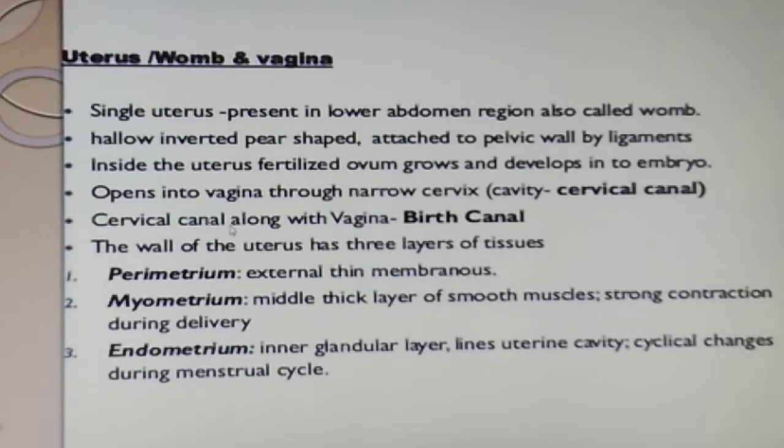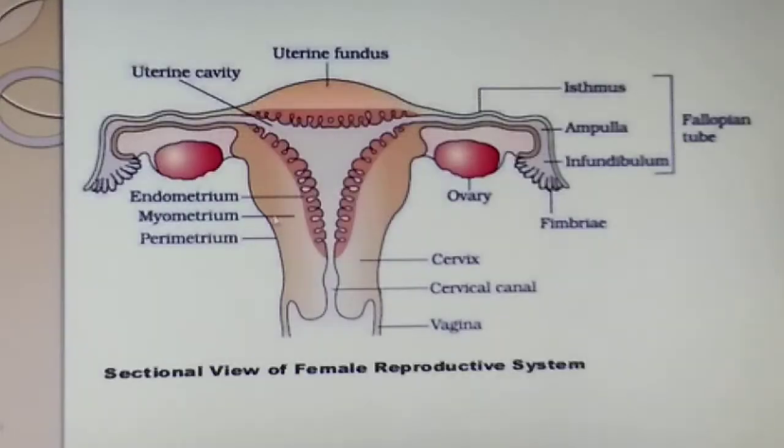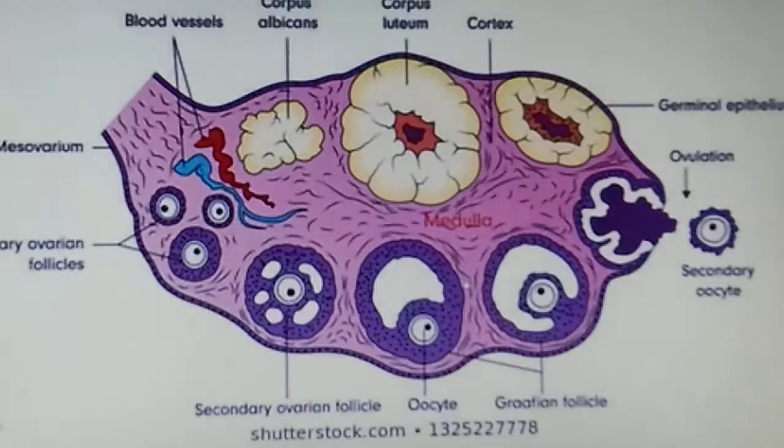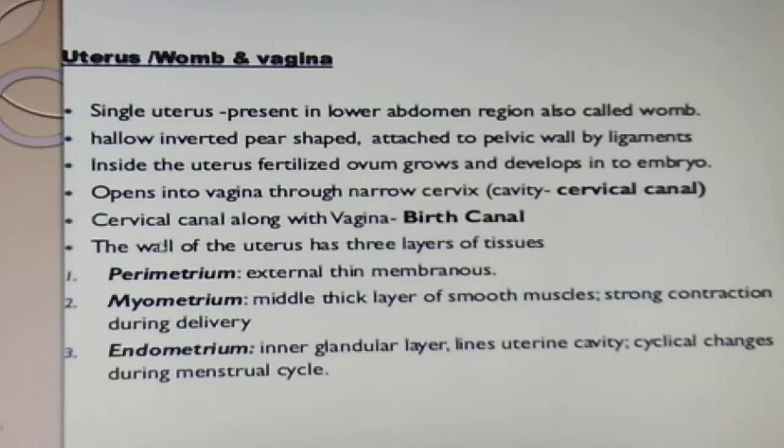Fine. And the cervical canal along with the vagina is said to be the birth canal. So this is the structure, students, that is known as the birth canal. This one is the birth canal, the vagina. Now, the wall of the uterus has 3 layers of tissue. First one we have is perimetrium, students, then myometrium, and then endometrium.